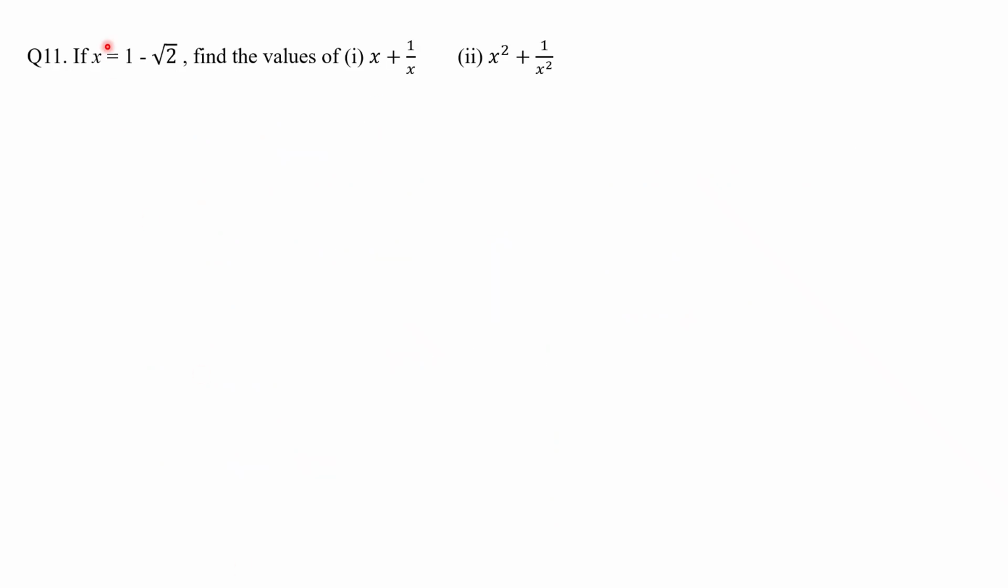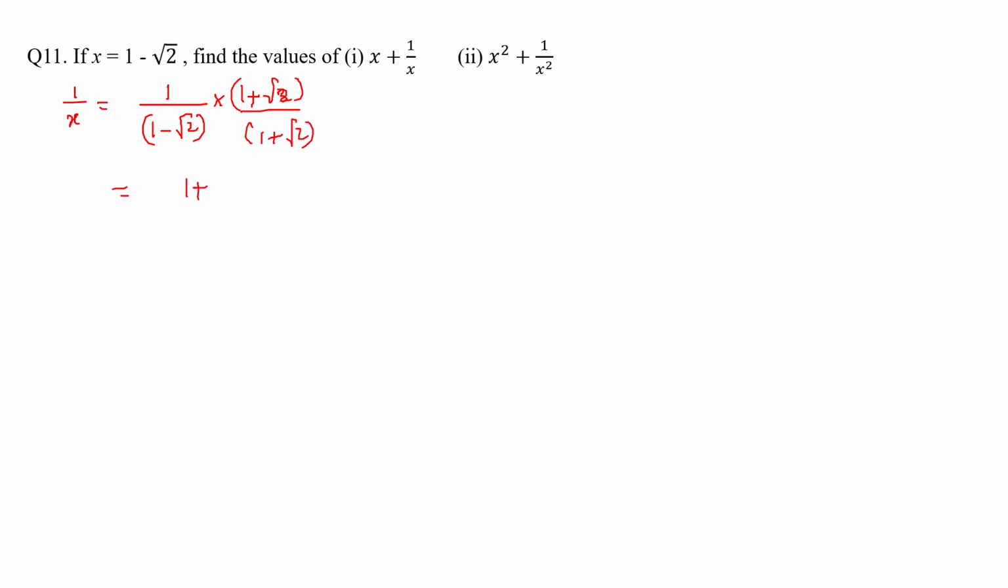Here in question number 11, x is given as 1 minus √2. You have to find the value of x plus 1 by x. See, x is already given. So let's find the value of 1 by x. So 1 by x will be 1 by (1 minus √2). Okay. Now let's rationalize it. So we have to multiply 1 plus √2 in both numerator and denominator.